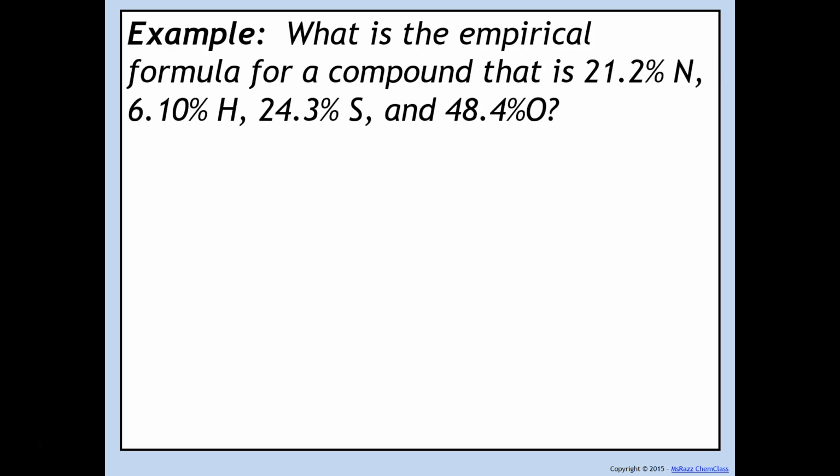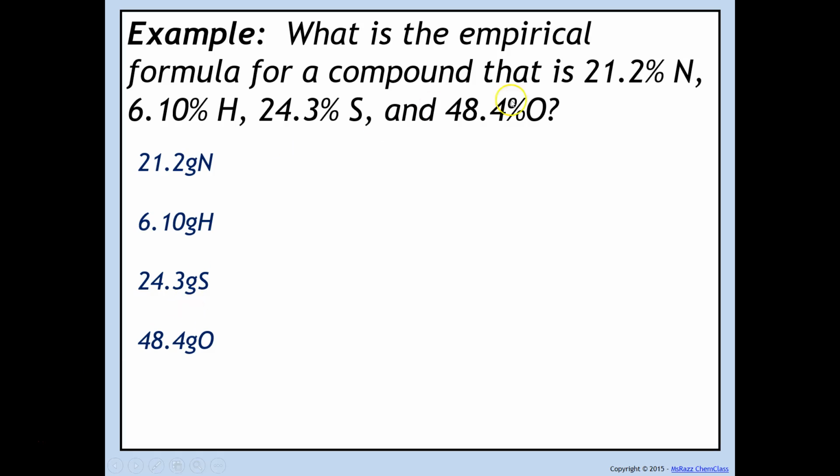So here's an example problem. It says, what is the empirical formula for a compound that is 21.2% nitrogen, 6.10% hydrogen, 24.3% sulfur, and 48.4% oxygen? The first step is to convert from percent to mass. And so that's really easy because if you assume that you have 100 grams of the compound, remember the ratio is going to be exactly the same no matter what mass of the compound you have. So we pick 100 grams just because it makes the math a lot simpler.